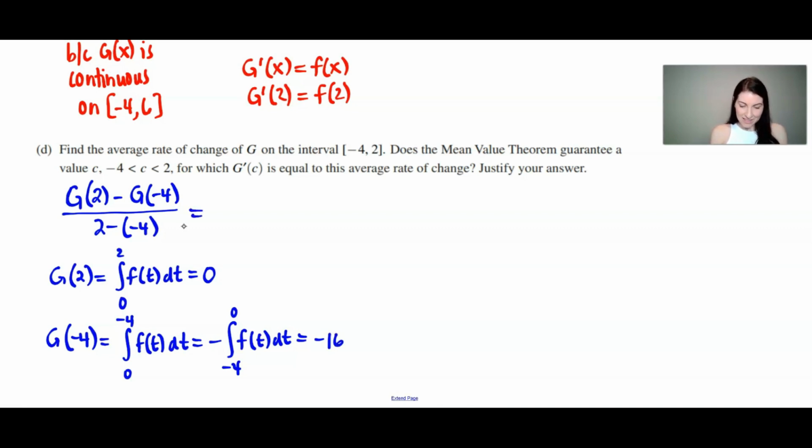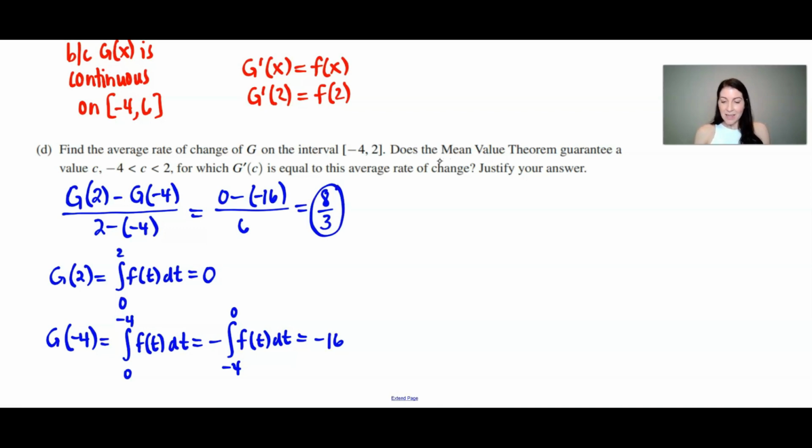So now plugging this into my average rate of change, G of 2 is 0 minus G of negative 4, which is negative 16, all over 2 plus 4, which would be 6. So I would have 16 over 6, which simplifies to 8 over 3. So that's the first part, where it says to find the average rate of change on the interval. So that's the first part of this problem.